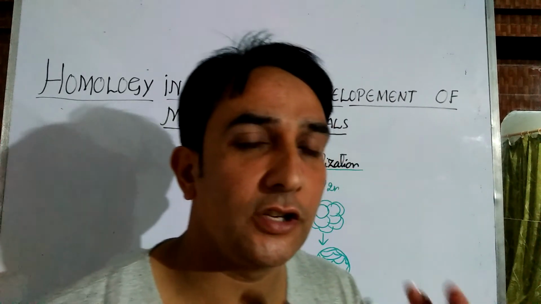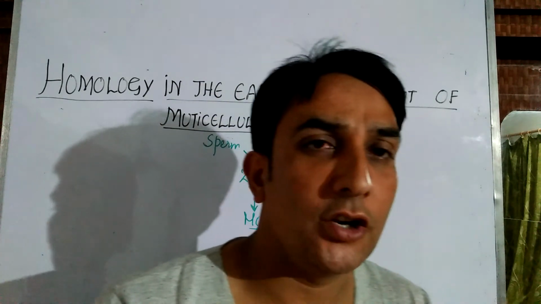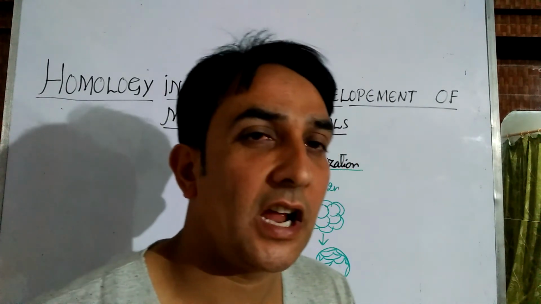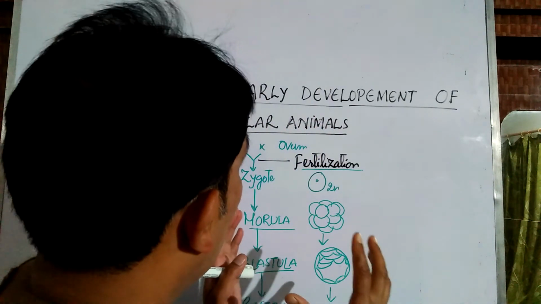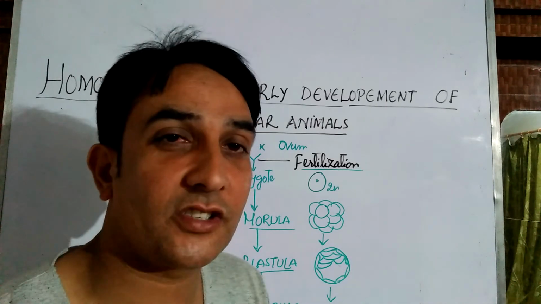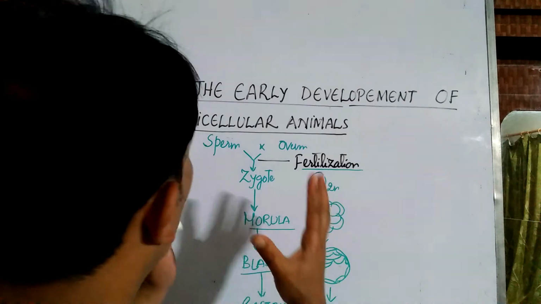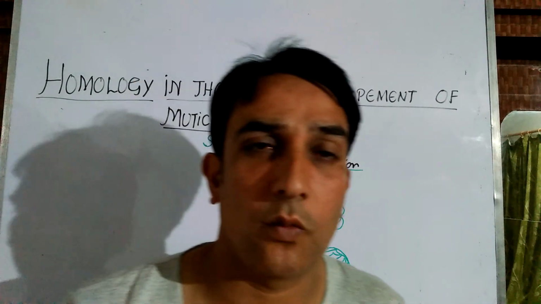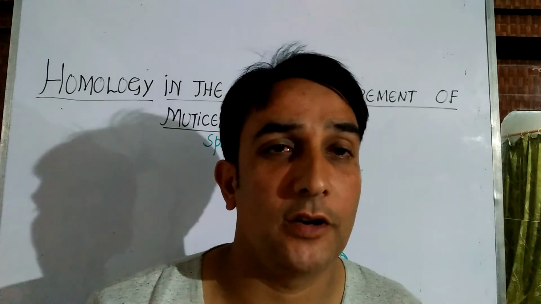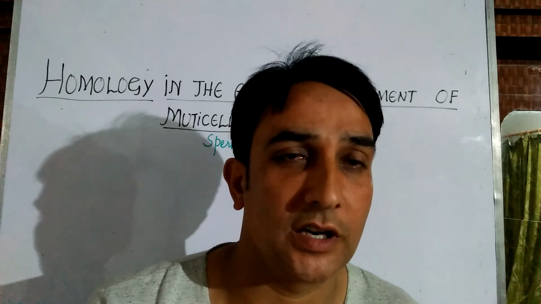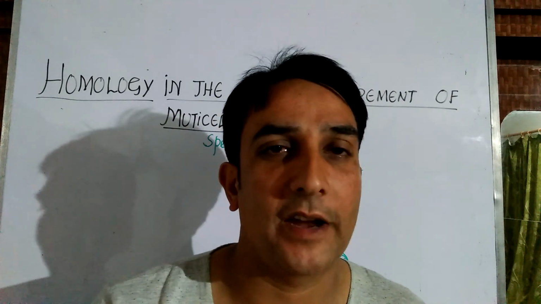So we conclude over here that this homology in the early embryonic development, in case of these sexually reproducing triploblastic animals, is due to the fact that in the ancient past all these animals used to have a common ancestor. That is, they have evolved from a common ancestor, and due to their common ancestry, there is a strong homology in their early embryonic development. Hope that you have understood well why there is a strong homology in the early development of all sexually reproducing triploblastic animals. This all is due to their common ancestry.